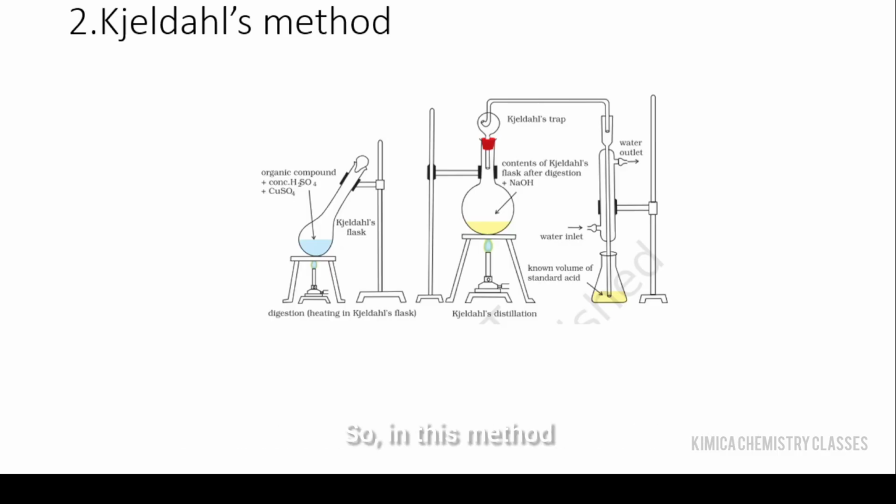So in this method, this is the apparatus used for Kjeldahl's method, and this organic compound is heated with concentrated H2SO4, as you can see here, in a Kjeldahl flask. This is a Kjeldahl flask, which is a long neck round bottom flask with a loose stopper. A small amount of potassium sulfate and a few drops of mercury are also added, right?